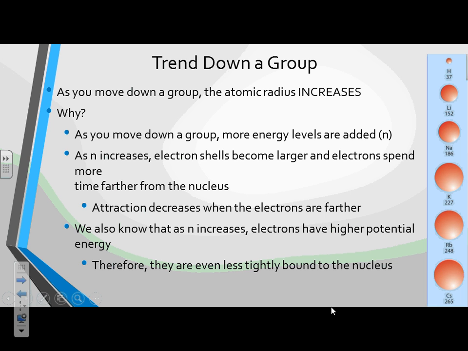And Nick just explained why as you move down a group, they get larger. But once again, as you move across the period towards your left, the atomic radius expands because there's less protons pulling in electrons towards the center, which means that they have more space to spread out, and the atomic radius is larger as a result.